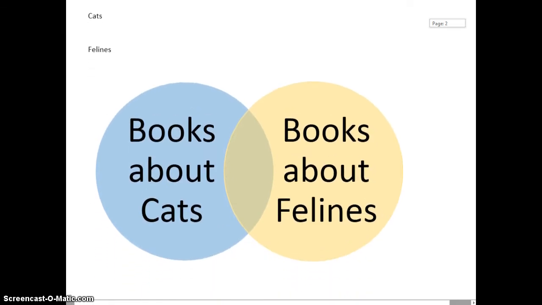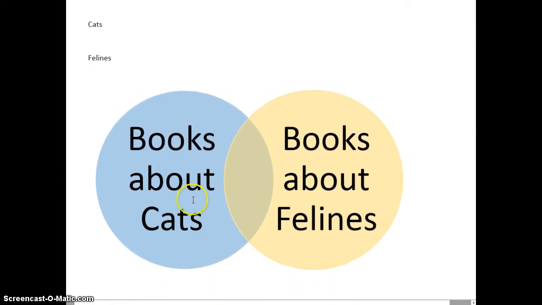So moving down, now let's pretend that the blue circle is all the books about cats, while the yellow circle is all of the books about felines. Now, you probably are aware that cat and feline are synonyms. In other words, two different words that you could use to describe the same basic idea. But some people that write a book about cats might use the word cat in the title, while someone else uses the word feline in the title.